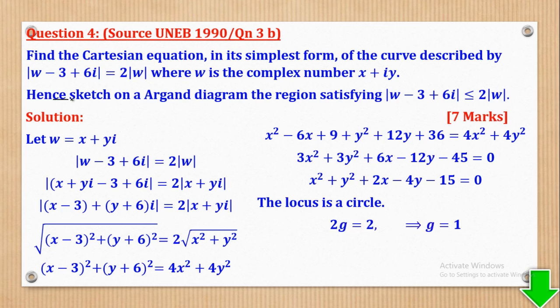Now for the sketch, we have to get the center and also the intercept. So for the center, by comparison, 2g is 2, therefore g is 1, and also 2f is -4, therefore f is -2. Therefore the center is (-1, 2). I believe by now you know where it comes from.